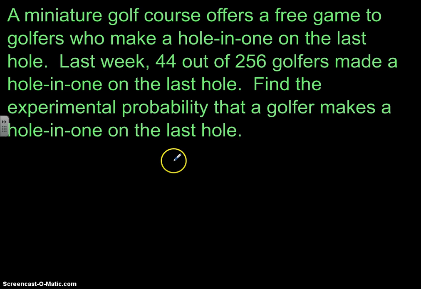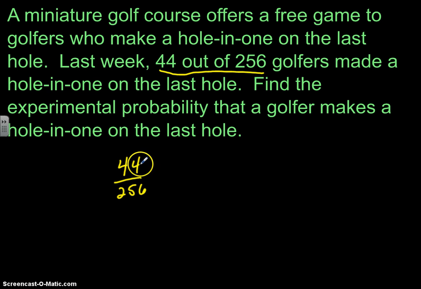A miniature golf course offers a free game to golfers who make a hole-in-one on the last hole. Last week, 44 out of 256 golfers made a hole-in-one on the last hole. Find the experimental probability that a golfer makes a hole-in-one on the last hole. So we're going to use this as a ratio, 44 out of 256.